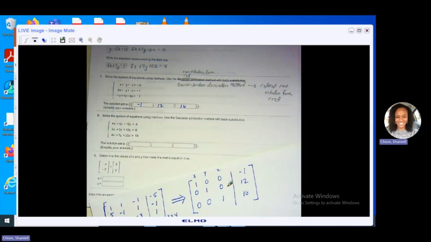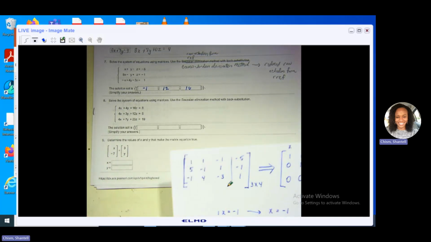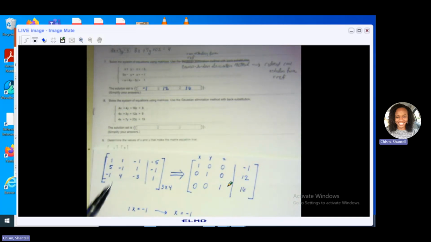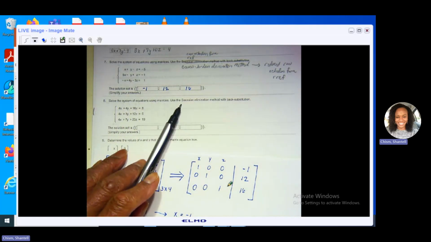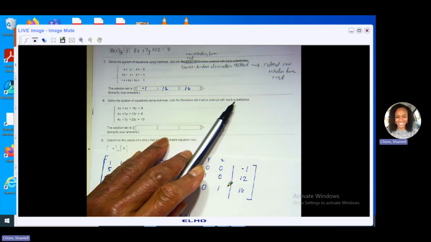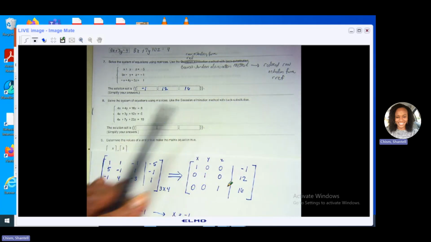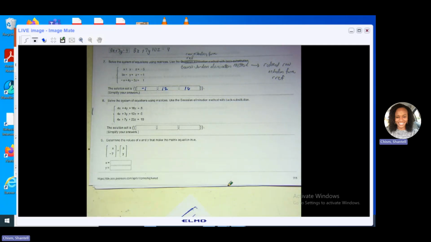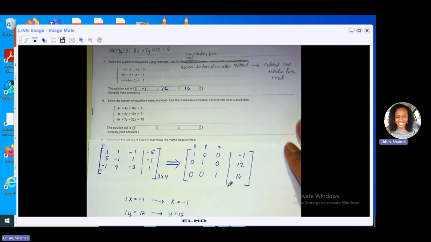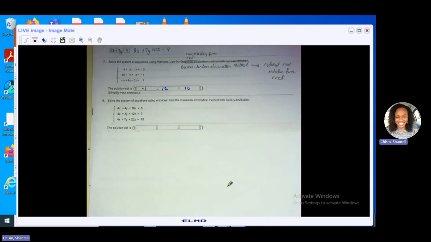All right. Let's do another one. Number 8. Again, it says solve the system of equations using matrices, and it says use the Gaussian elimination method with back substitution. There is no reason to make you do back substitution if you don't have to, okay? I want to show you, though, just briefly what it's referencing so you can gauge what I'm talking about. Yeah, we'll do it. Look at number 8.